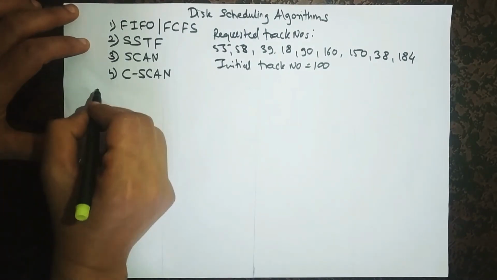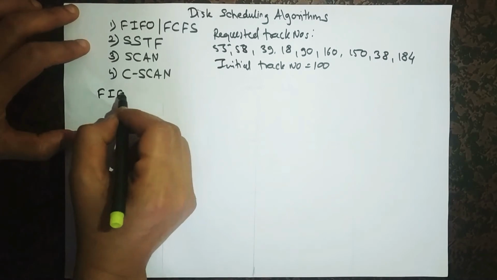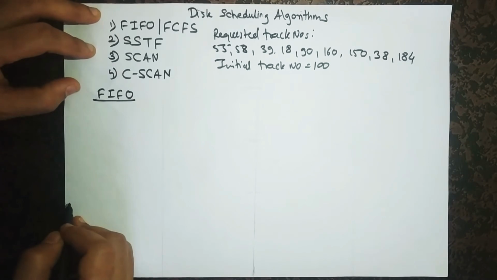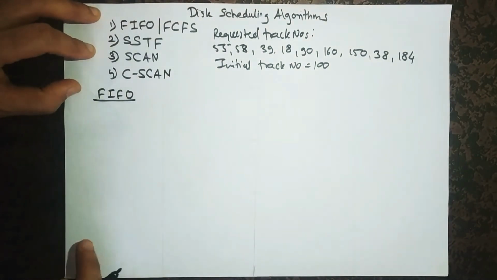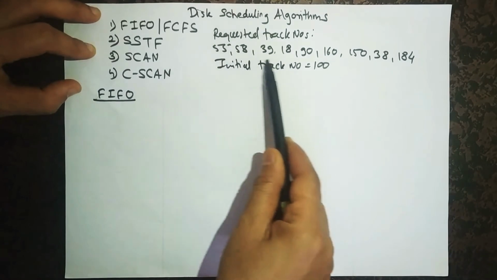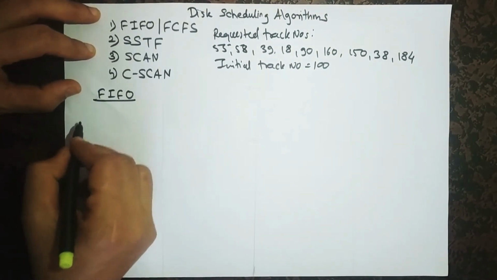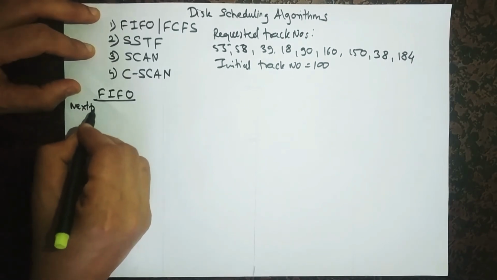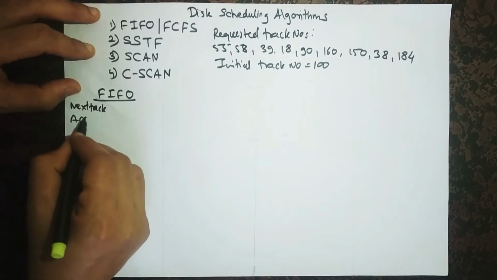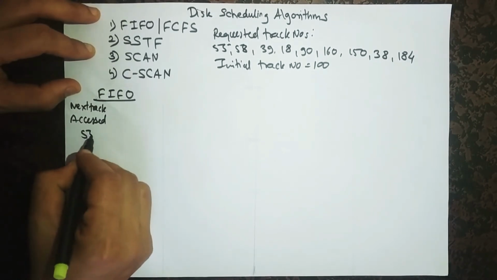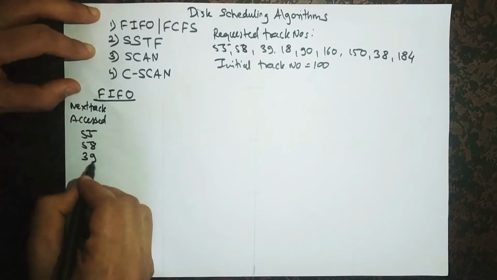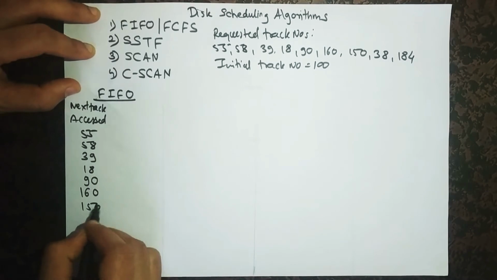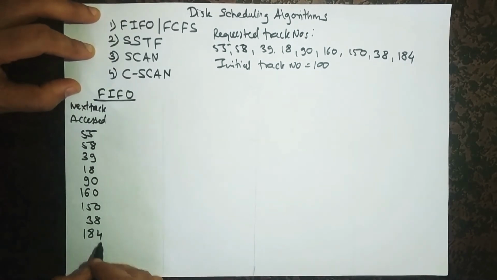Now let us see the working of these four algorithms with these requested track numbers. First we have FIFO. As the name suggests, first in first out, initially the head is at 100 and the next tracks will be traversed in the sequence of the request. So the next tracks accessed will be 55, then 58, 39, 18, 90, 160, 150, 38 and 184.